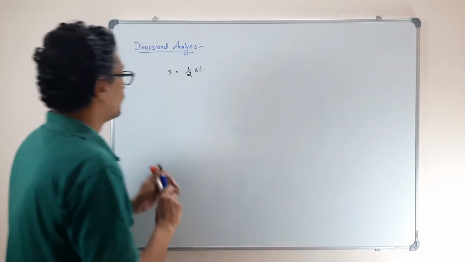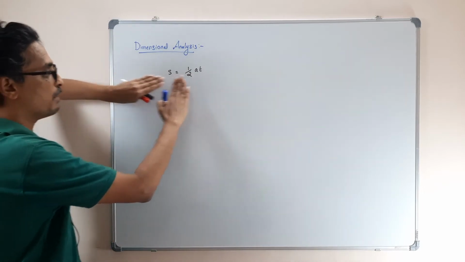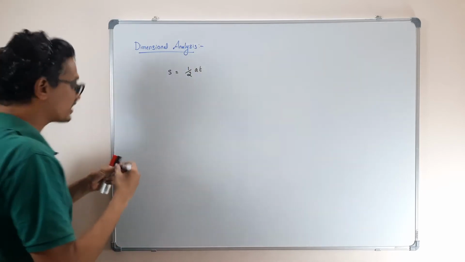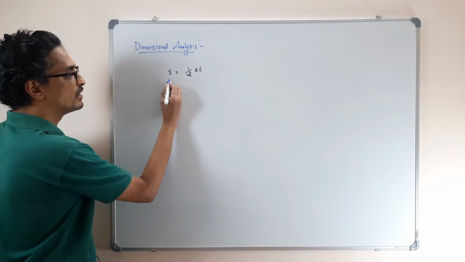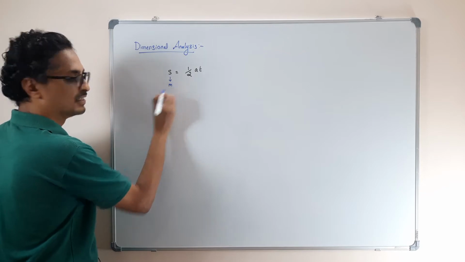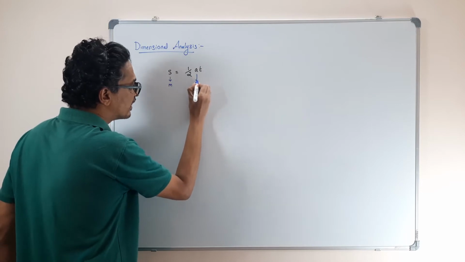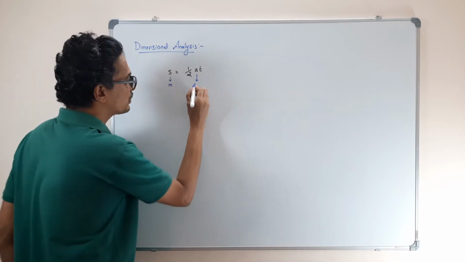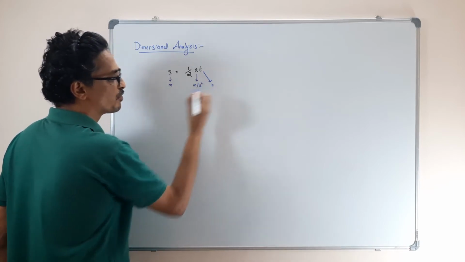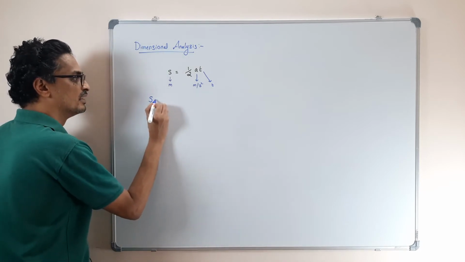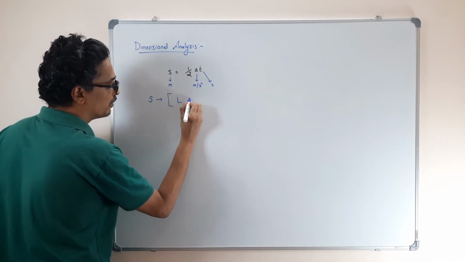Dimensional analysis says for any equation, the dimensions of the LHS should be equal to the dimensions of the RHS. So let us write down the dimension of LHS. LHS is what? This is distance, am I right? The unit will be meter, correct? And this half is a constant, no unit. Acceleration is meter per second square, correct? And then time, this is t. So the dimension of S, what do we write? LMT, right?